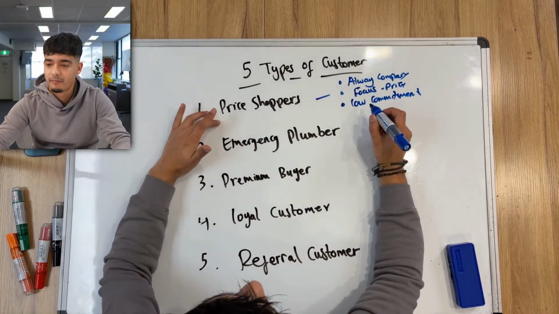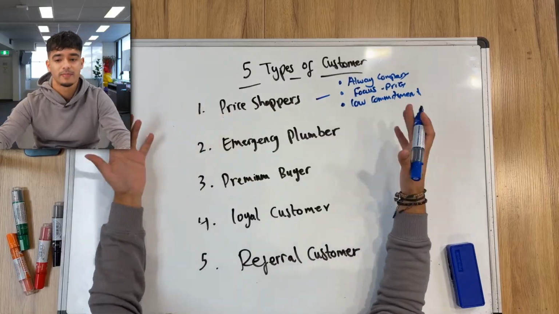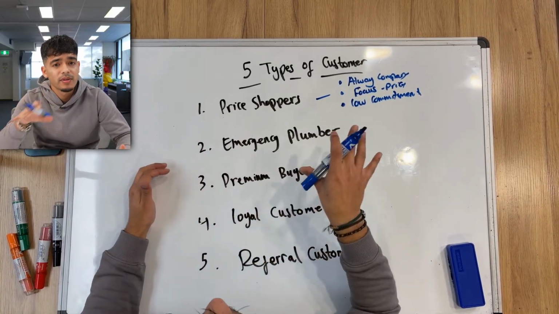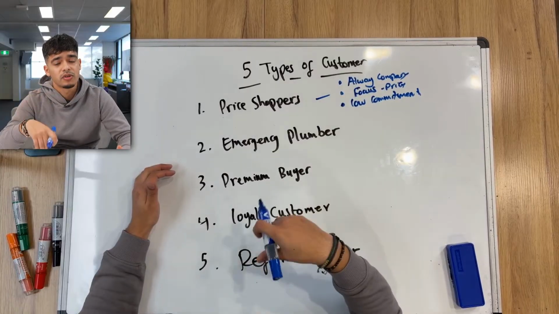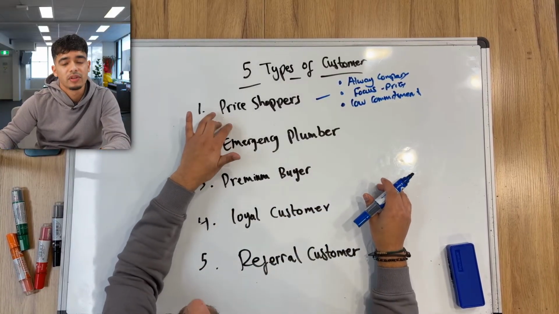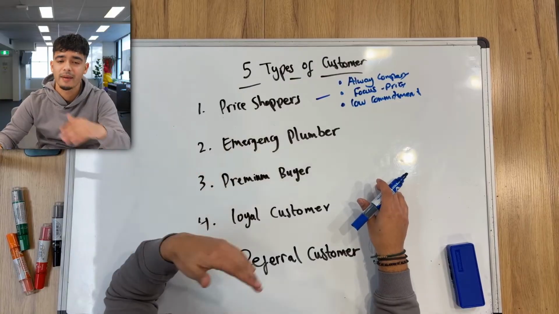So price shoppers, they also will always buy the cheapest. Someone, like I was saying, who is trying to get a bit of a discount, it's not always a price shopper, it's someone who wants to get the best deal. That's a bit different. A price shopper is someone who says, oh, I'm looking for the cheapest price, I'm going to go and compare, I'm going to call someone else.